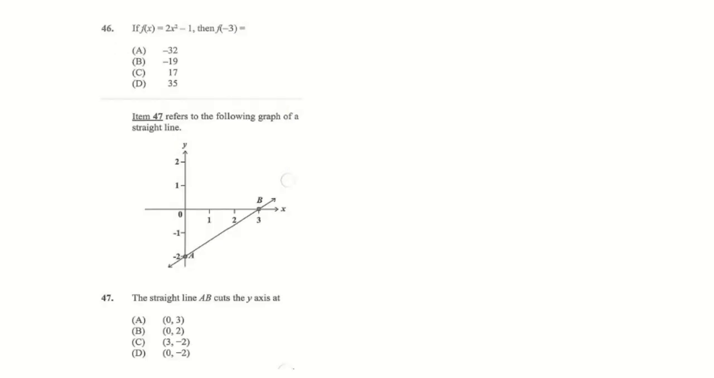This one, f of minus 3, that's 3 by minus 3 squared. Minus 3 squared is 3 3s are 9. That's 2 9s are 18. 18 minus 1 is 17, so C. We did this already. The straight line cuts AB at the y-axis. At your y-axis, x is equal to 0, y is equal to -2. So this is D.